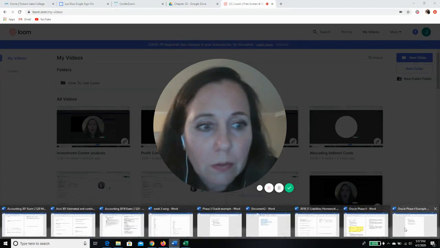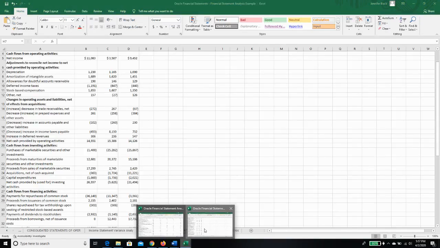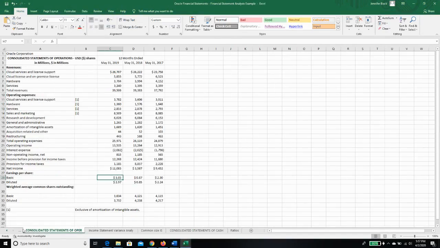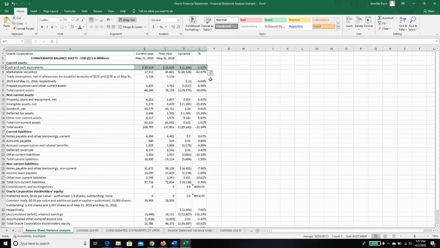So I'm going to go to my phase 4 example. These are the things that I submitted for phase 3 that I'm going to research. And I'm going to start with my decrease in cash. So I'm going to go to my Oracle financial statements and I'm going to go to my balance sheet, variance analysis, and I see that cash went down by 1.1 billion or 5.12%.